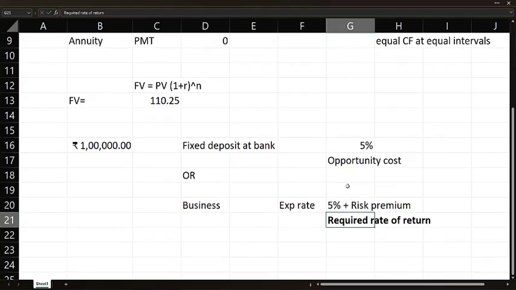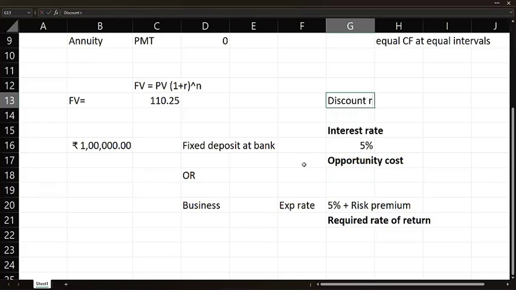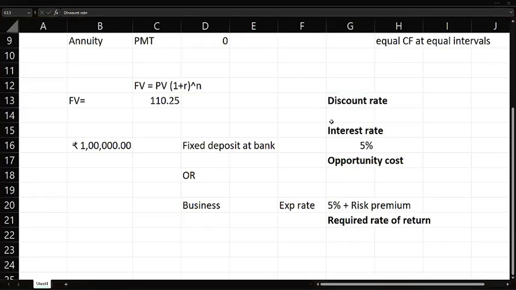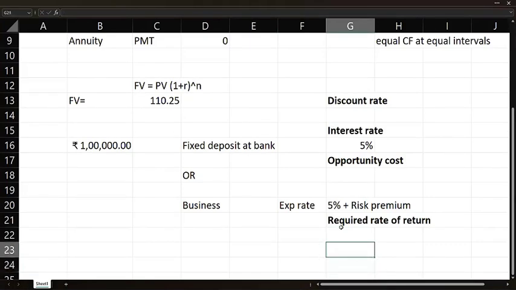Okay. So while discussing this very basic example, I have introduced you to some terms here: interest rate, opportunity cost, required rate of return, and let me also mention here, discount rate. What is the difference between all these terms? Anyone can tell me? What is the distinction or the difference between all these terms? The answer is, these terms are nothing but the name of one and the same thing.